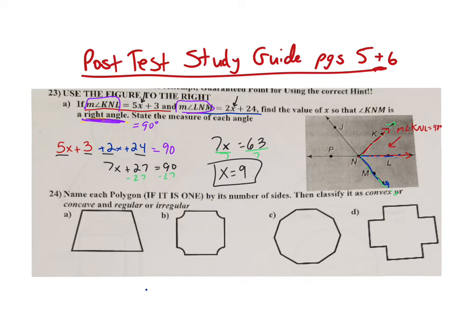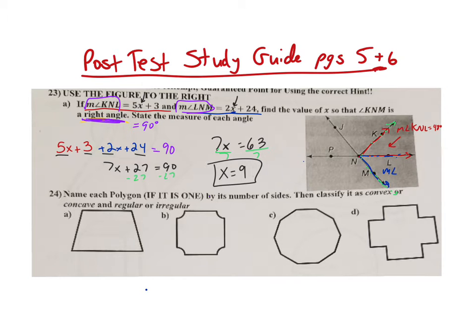Now before I even start, I know that the blue angle should be 42 degrees. If it's not, I made a mistake. Alright, that's kind of me self-checking. So I'm going to put 9 in right here. 2 times 9 is 18. 18 plus 24 is 42 degrees. So I did it right.